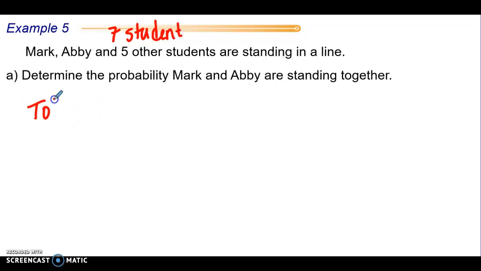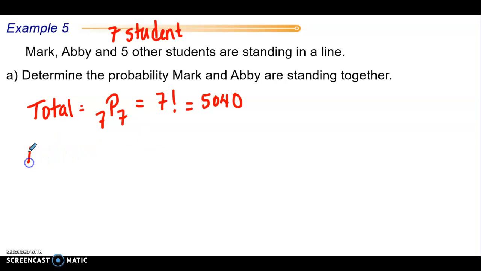Our total number of ways to do so. Again, they are being arranged in a line, so order does matter. So this is a permutation of arranging all 7 students. So 7P7. Or we can consider that as 7 factorial ways to do so, and that gives us 5,040 ways.